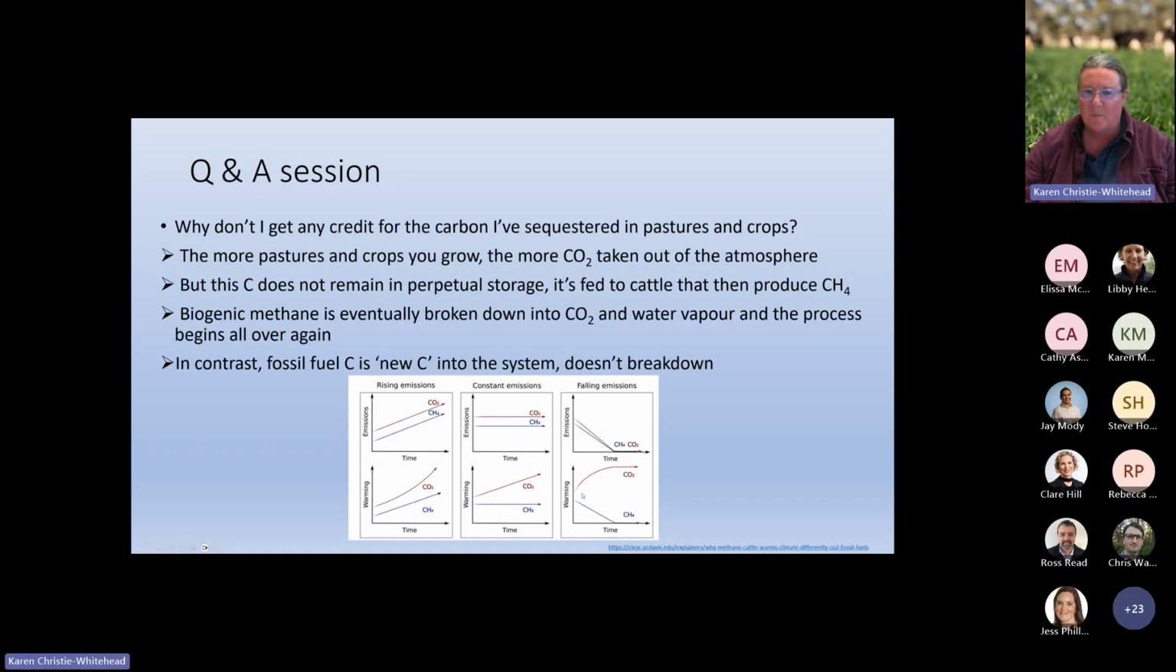And if we were to get to a point where we're producing no enteric methane, we would have zero effect on warming. In contrast, if we got to a point in time where we're adding no carbon dioxide to the atmosphere, it would flatline, but it would never, not in anyone's lifetimes here, start to come down.